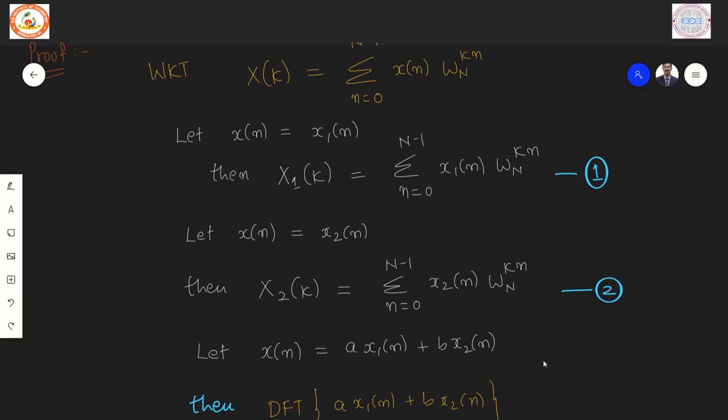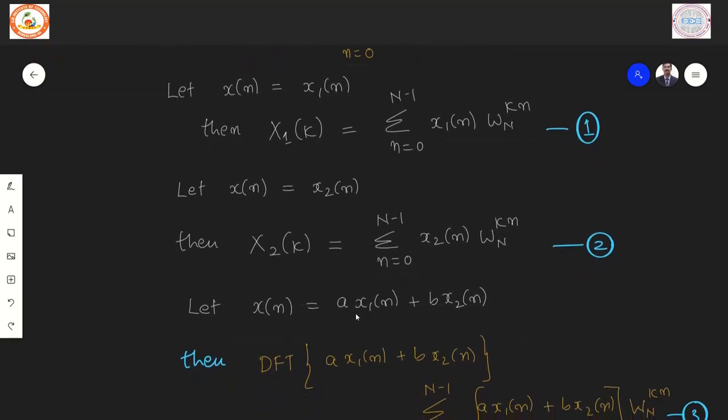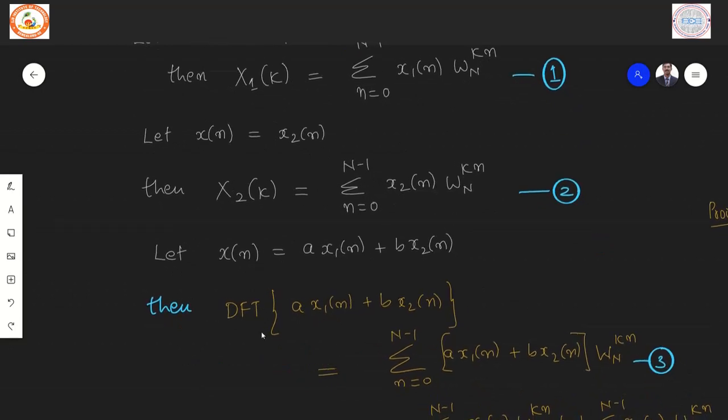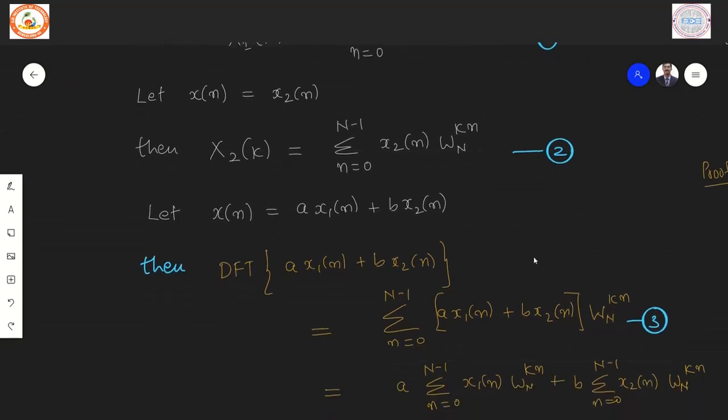Next, let us consider an input which happens to be a scaled and summed version of x1 of n and x2 of n. That is, x of n is a times x1 of n plus b times x2 of n. If we consider its DFT, then substituting in the definition of DFT, we change the input to be a times x1 of n plus b times x2 of n. Let's call this equation number 3. And this equation could be split into two summations.